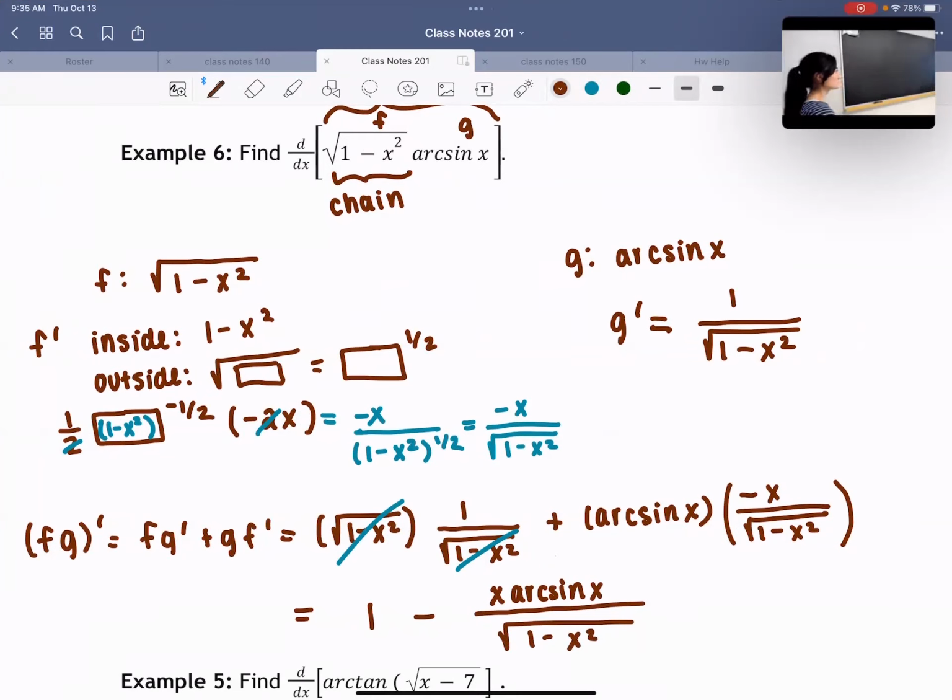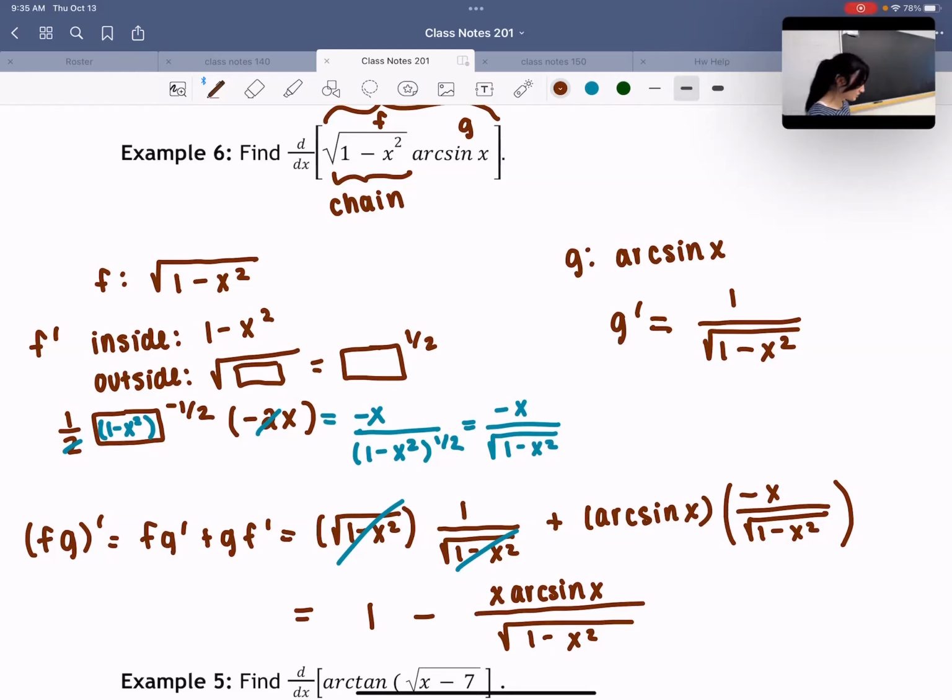Any questions on example 6? Okay. So finding the derivatives of inverse trig functions is literally the same as finding the derivatives of any other types of functions. It's only a little bit more difficult because we have fractions going on, square roots going on, but overall it's basically the same thing.